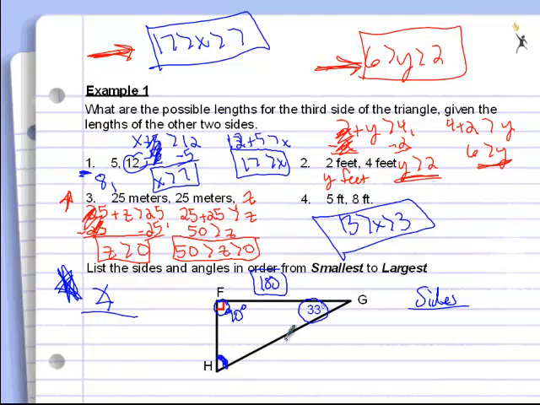Well, we can use subtraction and say 180 minus 90, which is 90, minus 33 gives me 57. That is my third angle. If I just take 180 and subtract both of the two angles that I already know, that will give me my third angle. So now that I know all three angles, I'm going to list them from smallest to largest, just like it tells me. The smallest angle is which one? I hope you were saying angle G.